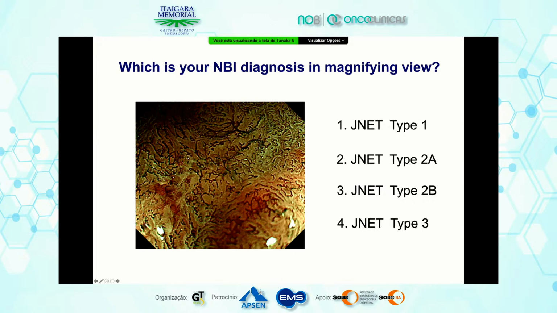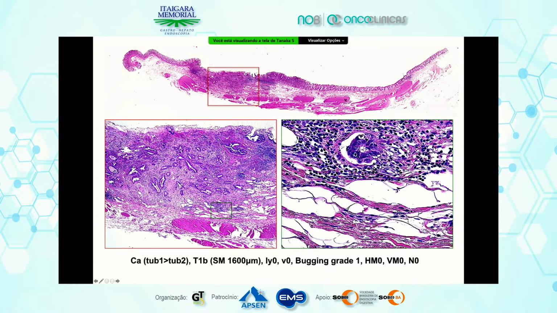Correct answer is JNET type 3. Vessels are disrupted, and this area is amorphous. So this is typical JNET type 3. So we sent this patient to surgery. At this part, the region shows SM deep invasion, like this.